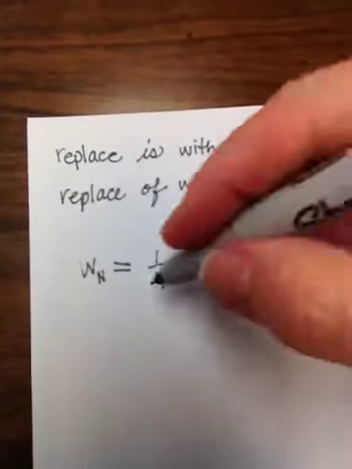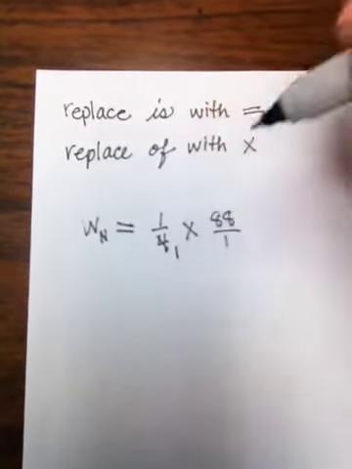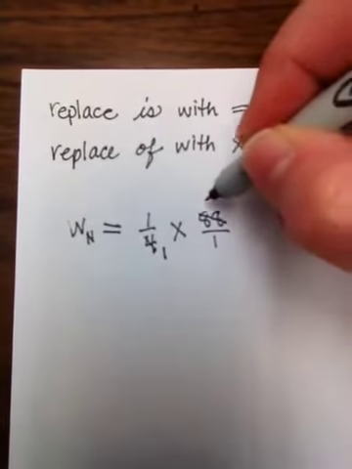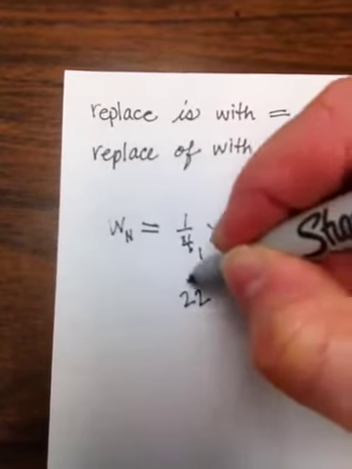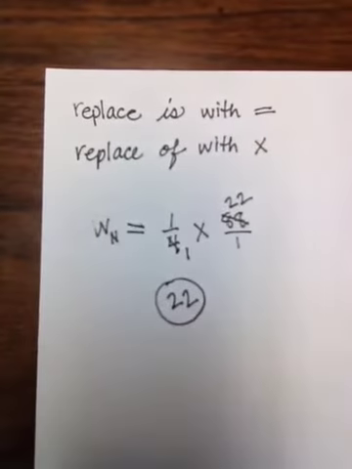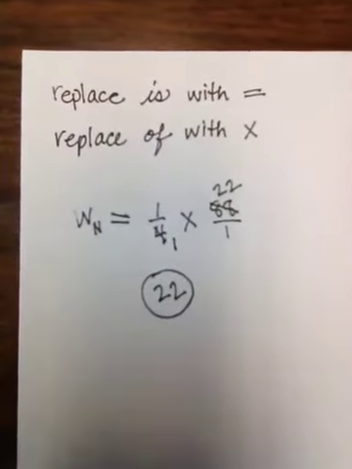To solve this one, we're going to cross cancel. 4 goes into itself one time. 4 goes into 88 22 times. So 22 would be the answer. 22 is 1/4 of 88.